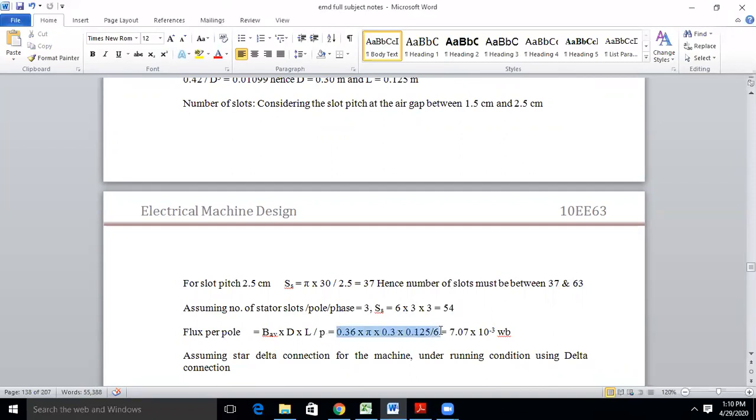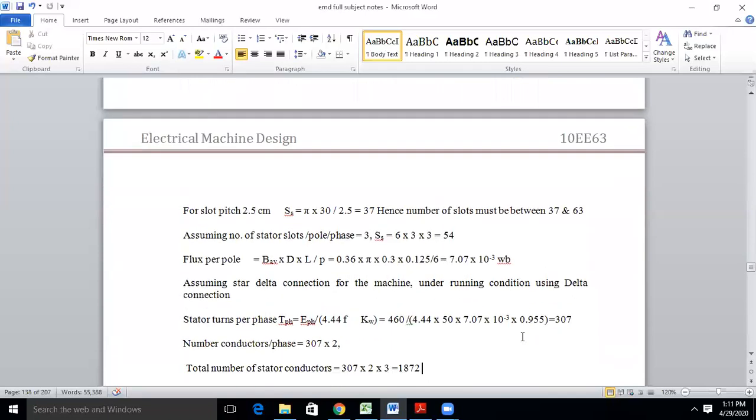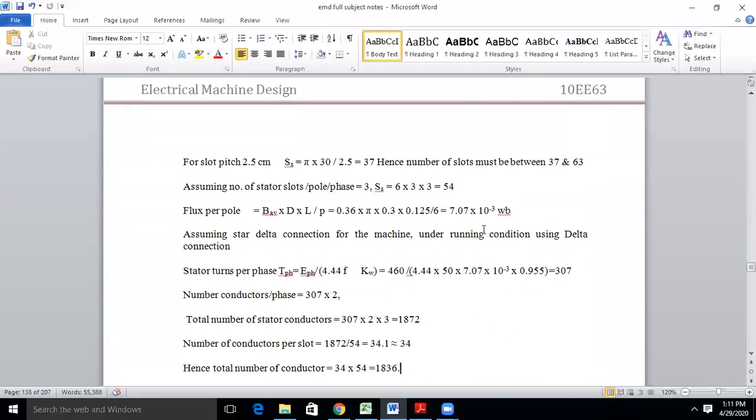So flux per pole, the formula is Bav into D into L divided by P. It is 0.36 and so on. So it will be the flux per pole value. Again, assuming the star delta connection for the machine, under running condition using delta connection. So now I can get stator turns per phase, T phase is equal to, by using this formula we can get stator turns per phase.